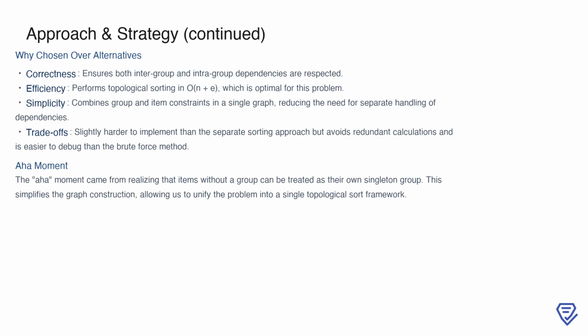While slightly more challenging to implement than the separate sorting approach, its streamlined handling of dependencies makes it easier to debug and maintain. The key insight, or aha moment, in this approach was recognizing that items without a group could be treated as singleton groups. This insight allowed us to simplify the graph construction process and unify the solution under a single topological sort framework, making it both elegant and practical.